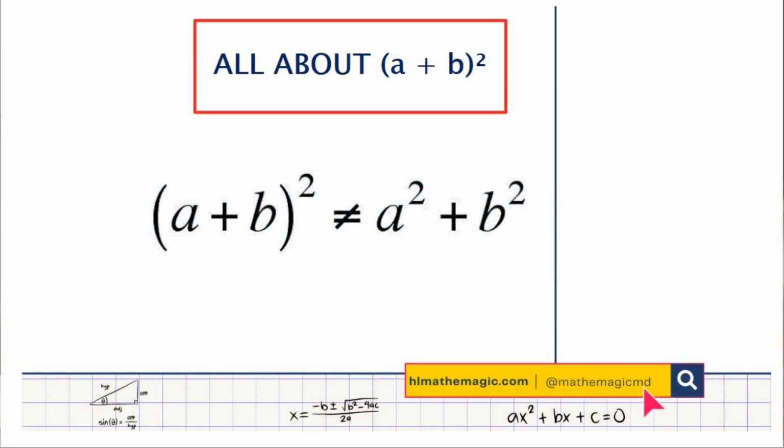So the first thing to point out is that the expansion of (a + b) squared is definitely not a squared plus b squared. And I see this mistake all the time. So please, when you see the expansion of (a + b) squared, be a little bit careful. It is not what you see right here. These two things are completely different, and this is what we're going to cover today.